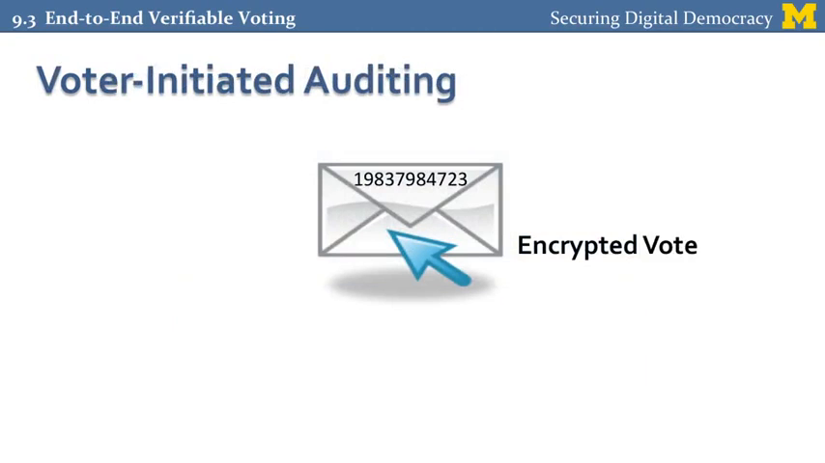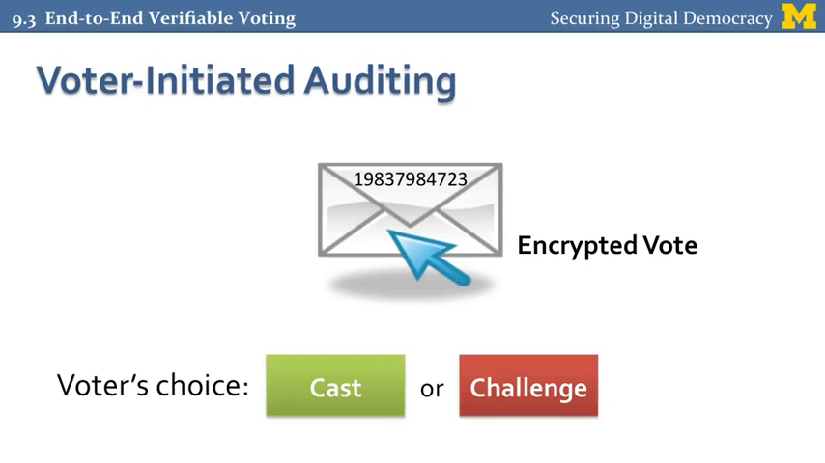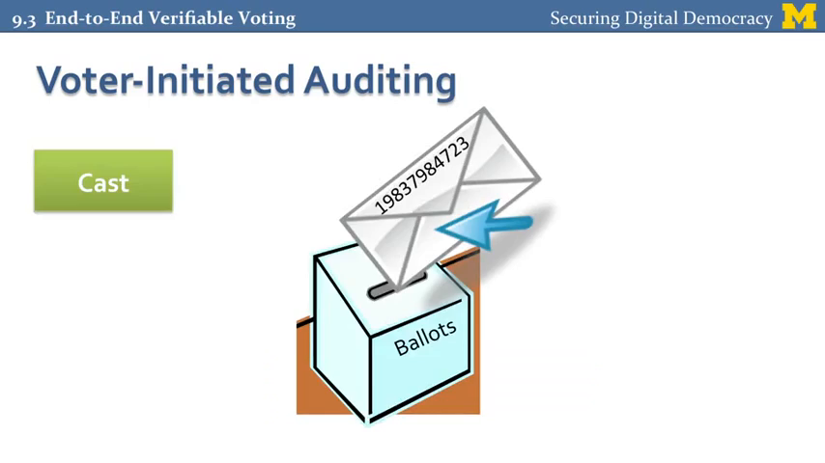So here's one way an E2E system could convince you that that encrypted receipt actually matches the choices on your ballot. Let's say you're at the polls and you're about to cast your ballot. You've already filled it out and you've received a receipt that's allegedly the encryption of your ballot. This kind of scheme would give you a choice. You can either cast the ballot then and there and accept that the receipt is correct, or you can challenge the receipt. If you cast, your ballot will go into the box.